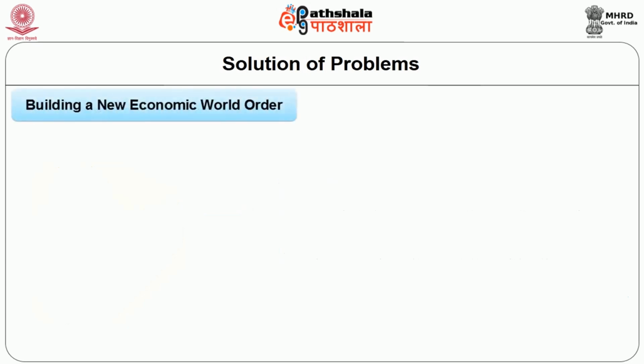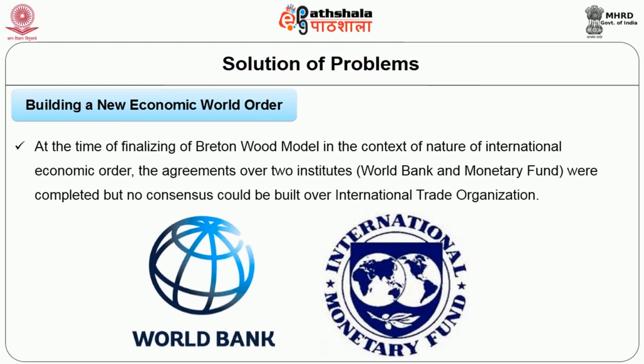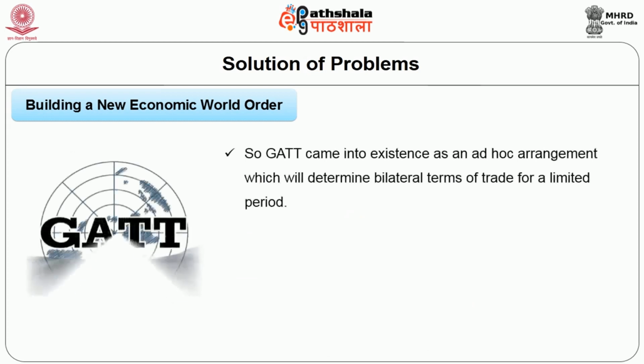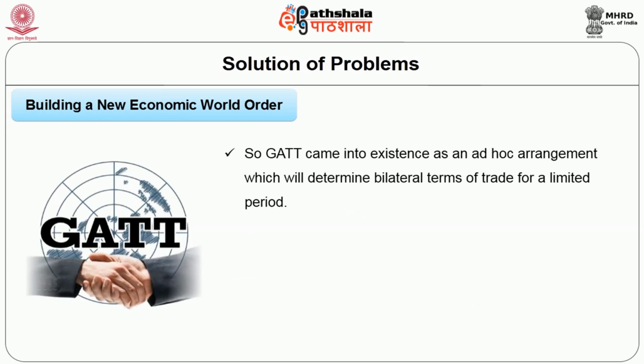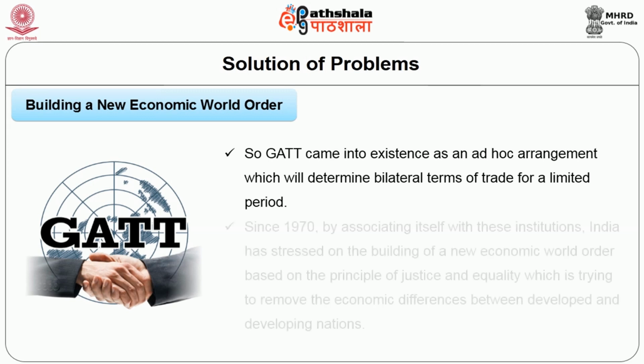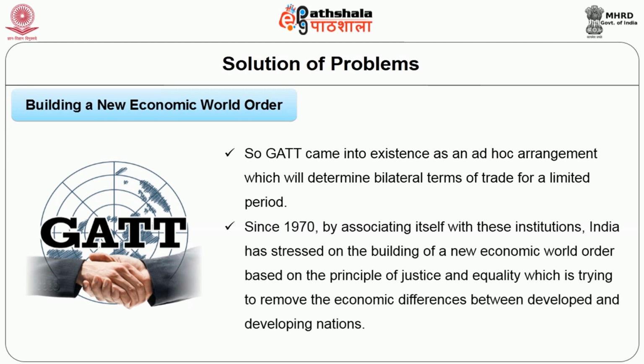Building a new economic world order. At the time of finalizing of Bretton Woods model in the context of nature of international economic order, the agreements over 2 institutes, World Bank and Monetary Fund, were completed, but no consensus could be built over International Trade Organization. So GATT came into existence as an ad hoc arrangement which will determine bilateral terms of trade for a limited period.